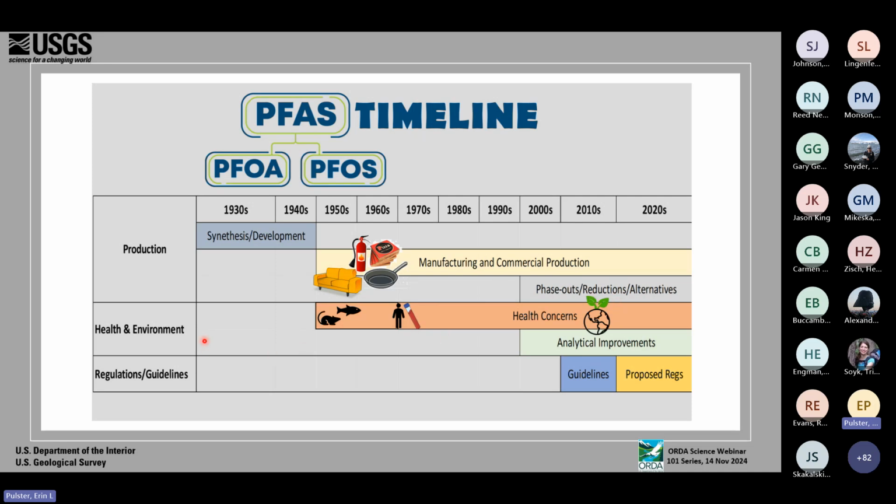In terms of environmental consequences and health consequences, the effects in both fish and rodents of PFAS were known since about the 1950s. It was detected in human blood as early as the 1970s. And then our analytical improvements in terms of analysis of PFAS started getting better and better in the 2000s. And then in the late 2000s, the 2010s and onward, we started developing more regulations.